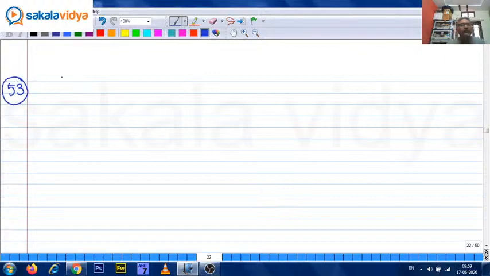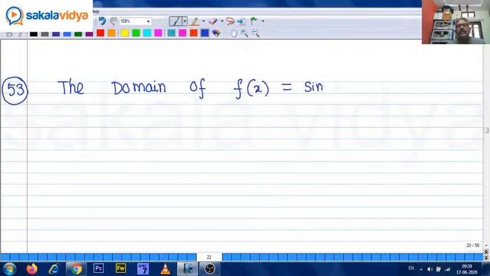53. The domain of f of x equals sine inverse 5x is... Now I don't start. After completion of this one, because I have promised all the viewers that I will complete the syllabus of EAMCET, after that I will go for that one.